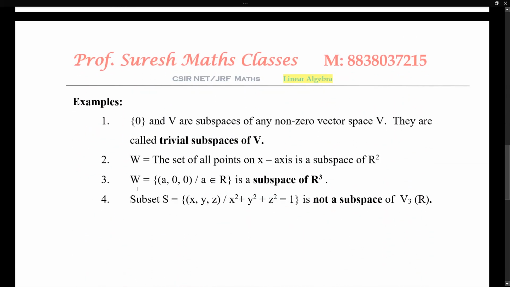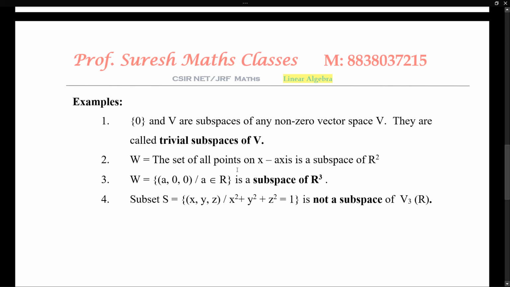Example: the 0 element alone and the whole vector space V are subspaces of any non-zero vector space. Why I put this here: if you take only 0, it will have only one subspace. So for a non-zero vector space there exist at least two subspaces, 0 and V. They are called trivial subspaces.